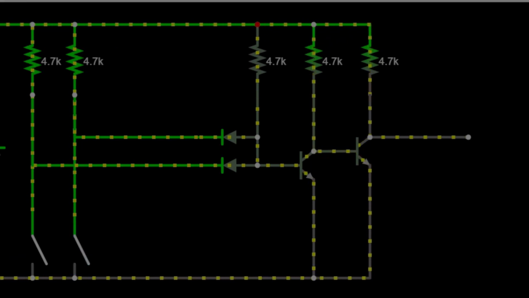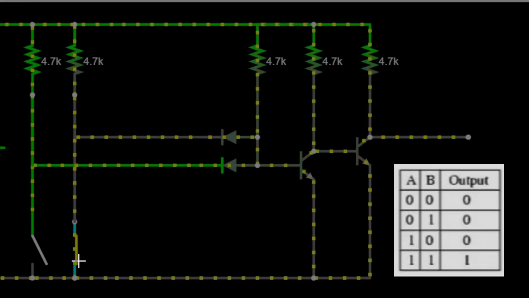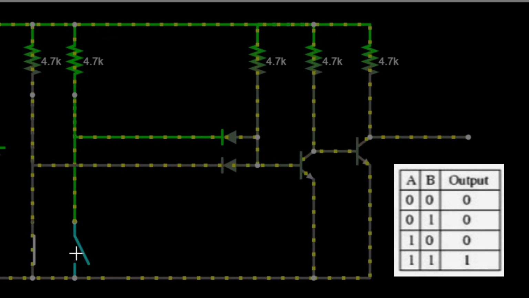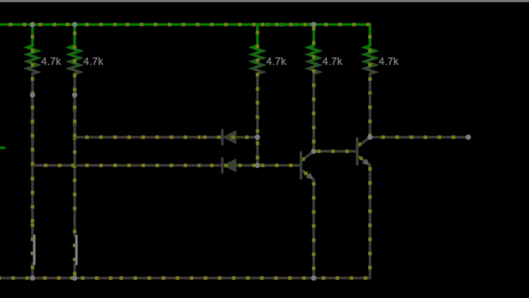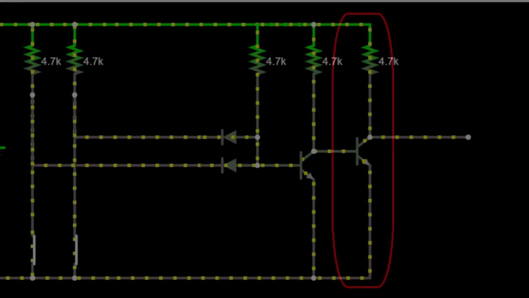And that's because that wasn't connected. So now both inputs are on, the output's on. Turn either input off, the output's off. So that's our AND gate. And of course, if we remove this transistor, it becomes a NAND gate.